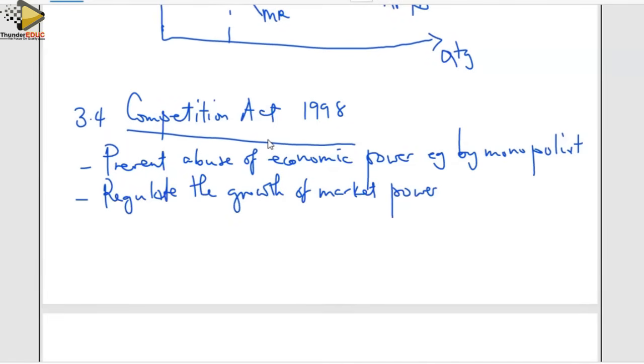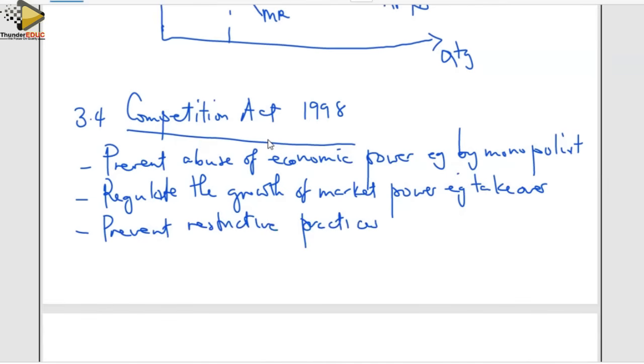Regulating the growth of market power, for example, through takeovers or mergers, they have to be regulated so that they don't come to a position of manipulating the market. And also it is there to prevent restrictive practices, especially price fixing by oligopolies.